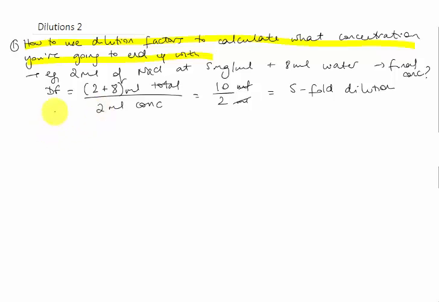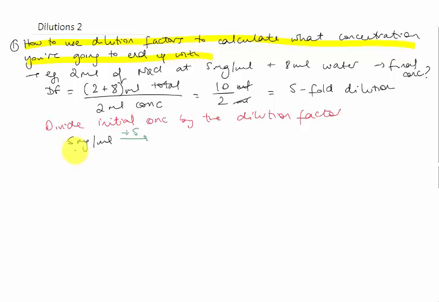That's the first step of solving the problem, and the second thing we have to do is then divide the initial concentration by the dilution factor. So in this case that would be 5 mgs per mil, and I like to draw an arrow like that and write the dilution over the top, so divided by 5. So that would give me 5 divided by 5, which is 1 milligram per milliliter final concentration.